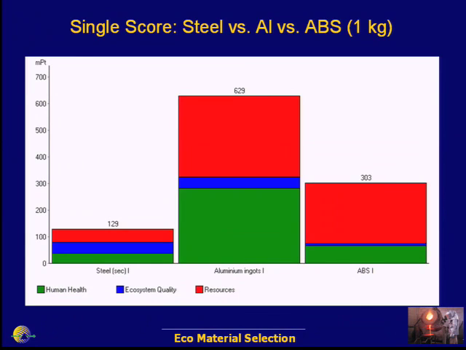A kilogram of steel has the least amount of Eco-indicator 99 score. Aluminum has the most, and ABS has an in-between amount. Mostly driven by resources and human health impacts. Okay. Whereas the difference between steel and ABS is in resources. So then you have to start asking some questions, right? What questions do you have? So this means steel is the most environmentally friendly, right?